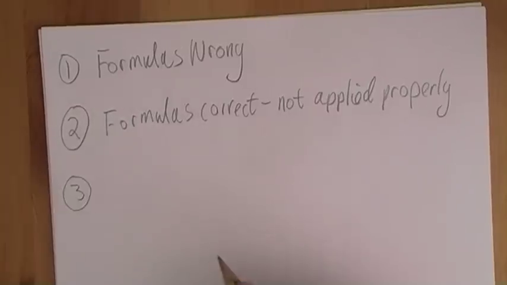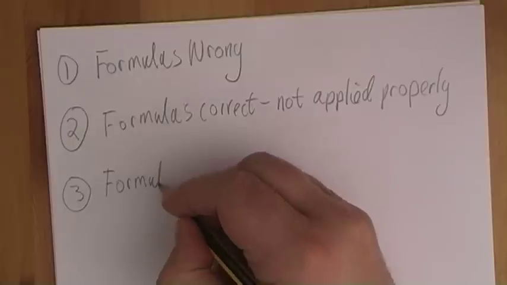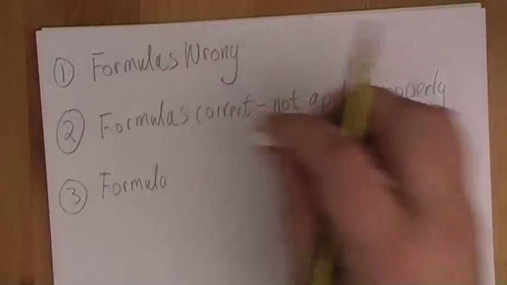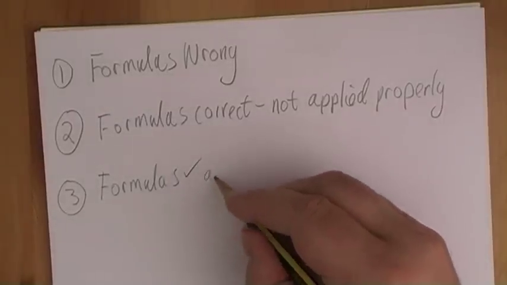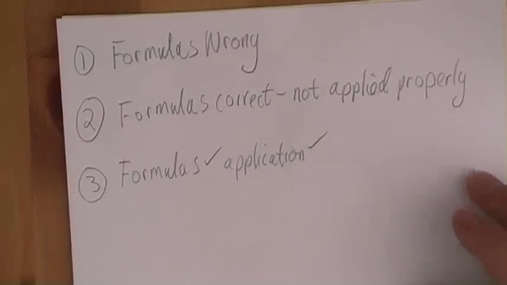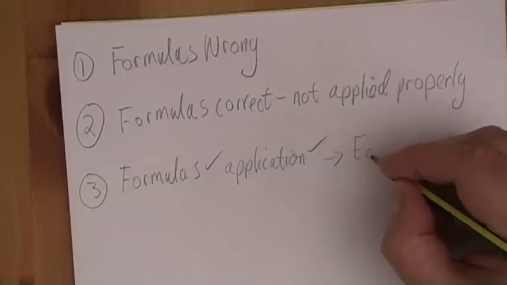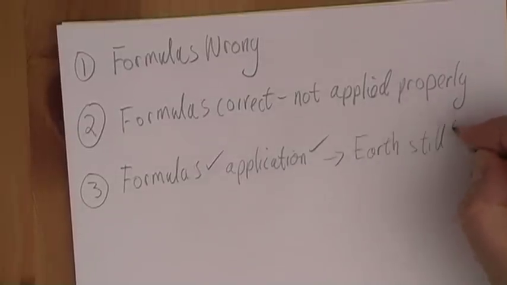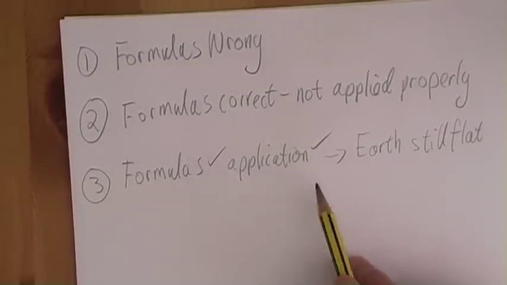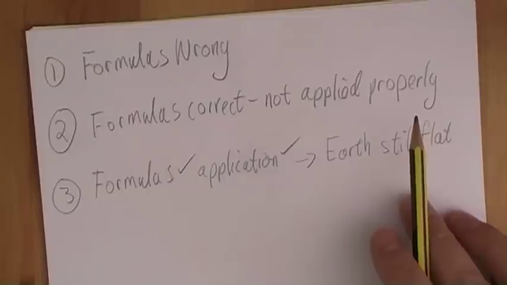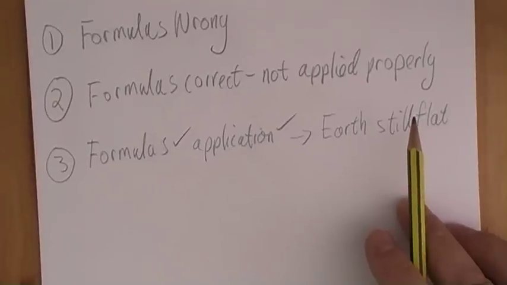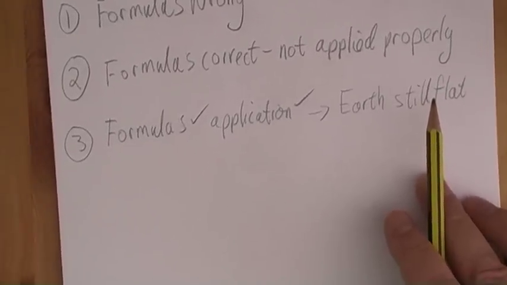Three: formulas correct, application correct, but Earth's still flat. So what you're saying in this one is that I've done everything right. I've shown what you'd expect to see if you were standing on a sphere, and it is pretty much what we do see, but for some reason you're still insisting the Earth is flat. Well, you're going to have to show me why.